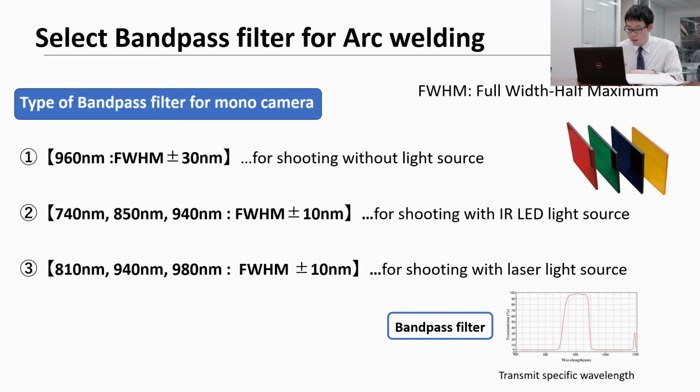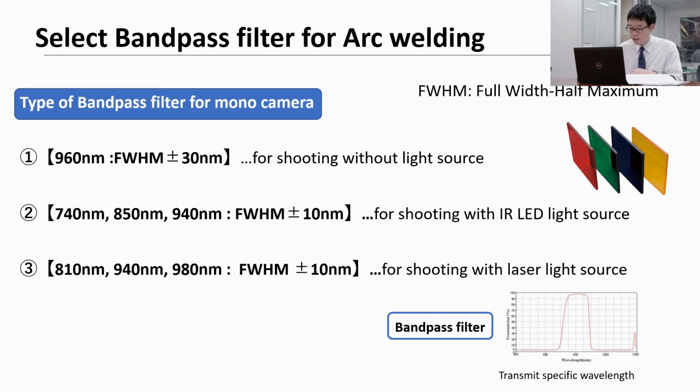About selecting a bandpass filter for shooting arc welding, we usually select it according to the type of light source for shooting welding. First one, when we shoot arc welding without any light source, we usually select a 916 nanometer bandpass filter, which transmits only infrared light.